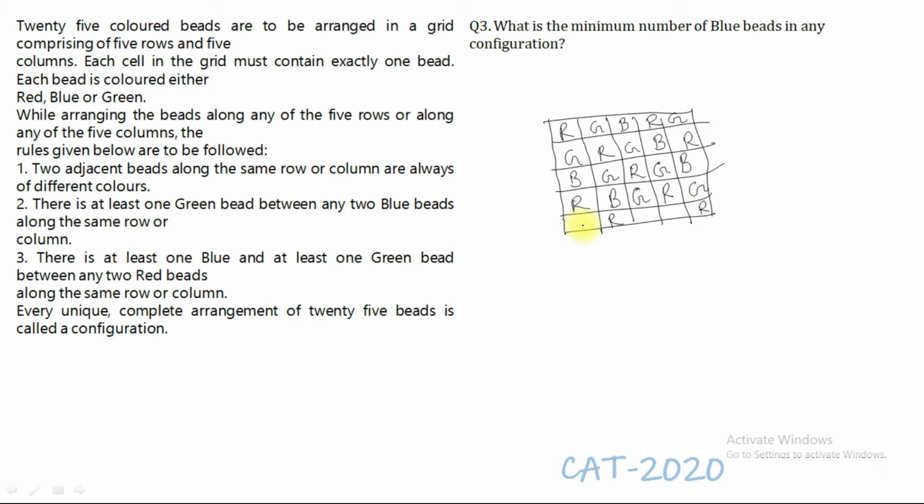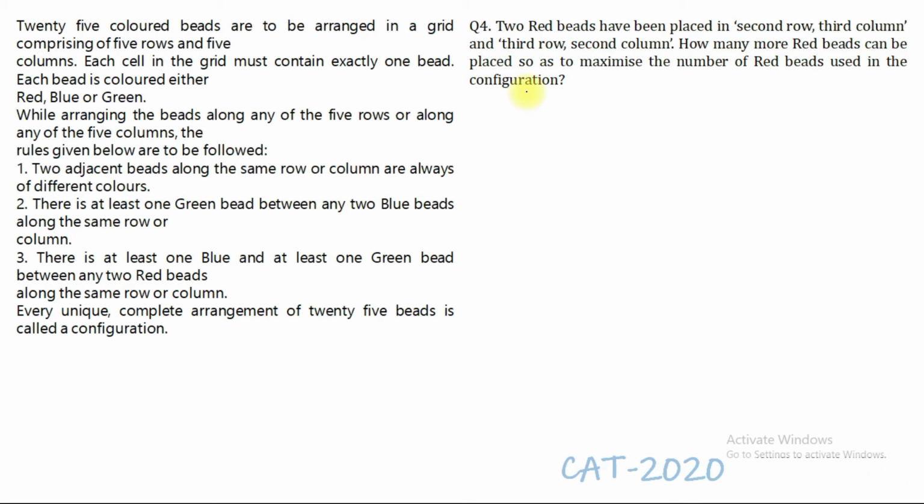What about this one? It should be green or blue. Since you want to minimize the number of blue beads, you'll start with green. This is green. Then you'll have blue, green. Now you're going to satisfy all three conditions here. Since you wanted to minimize the number of blue beads, let's count it. 1, 2, 3, 4, 5, 6. So what should be the answer? It should be 6. Again, this was an easy question. Let's move on to the next one.